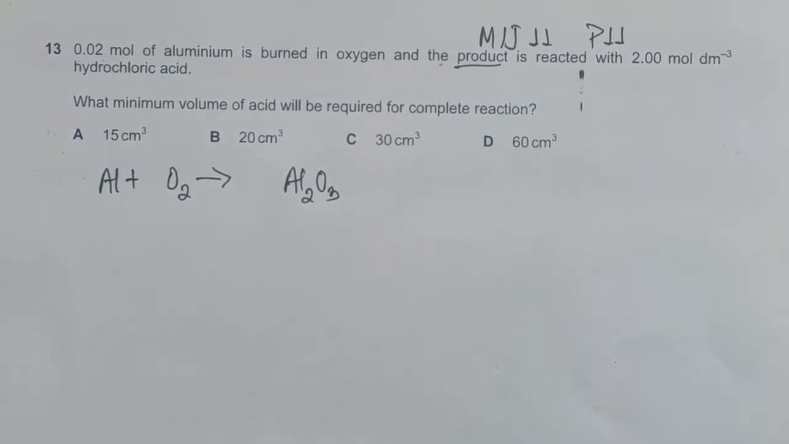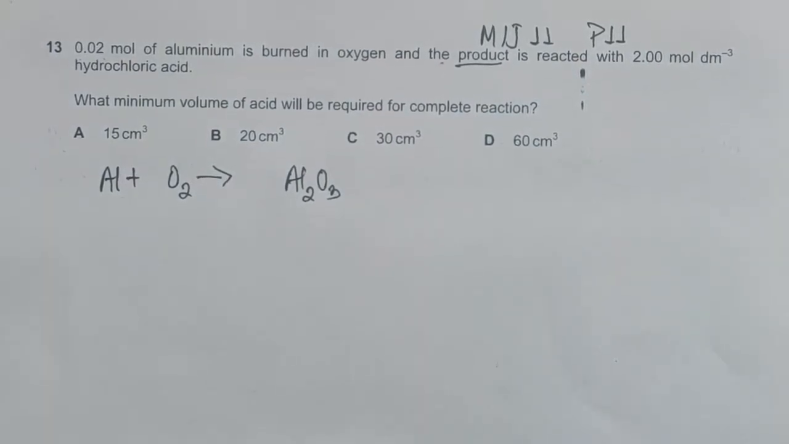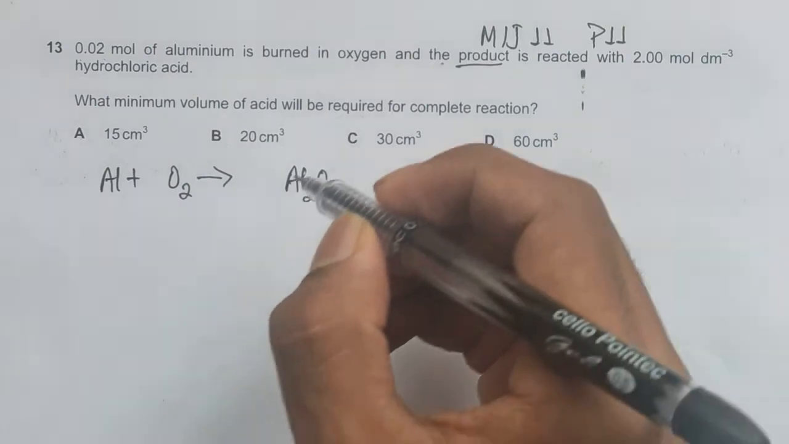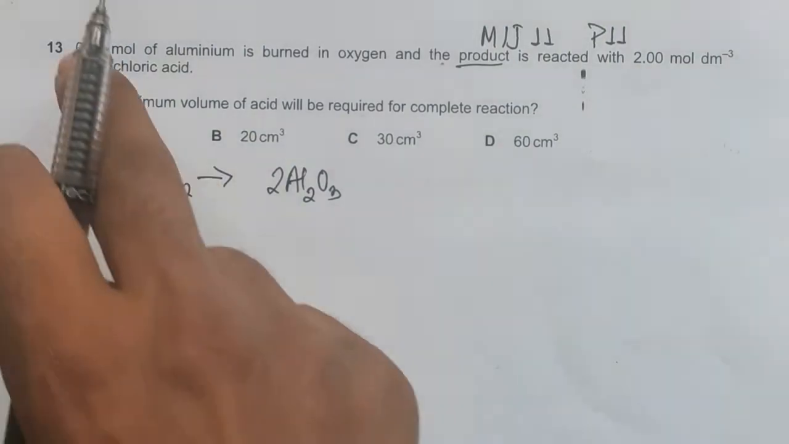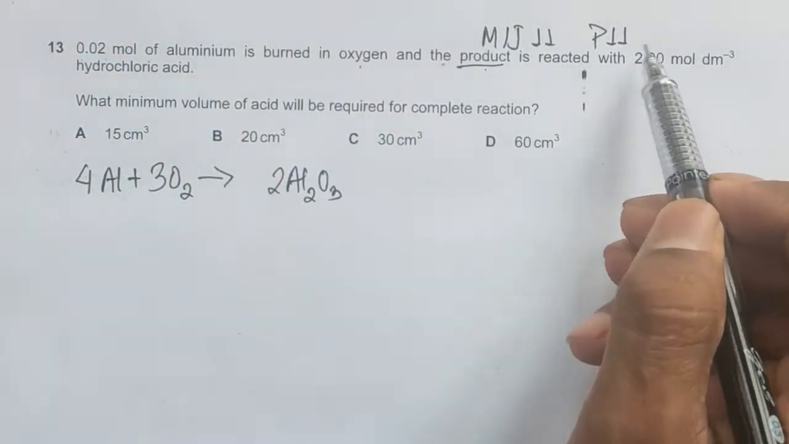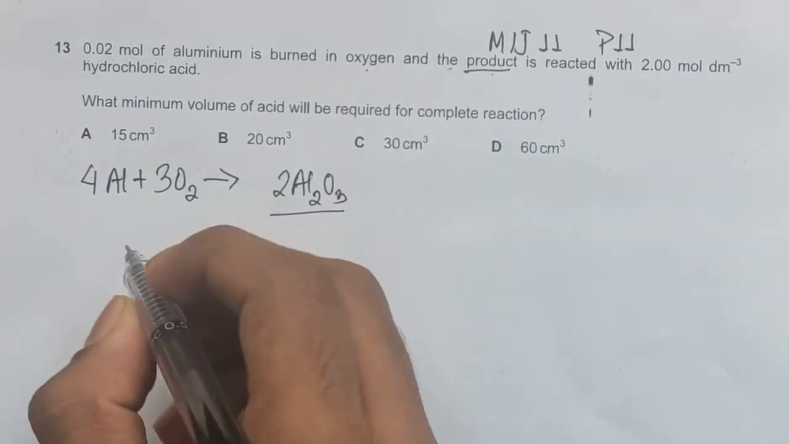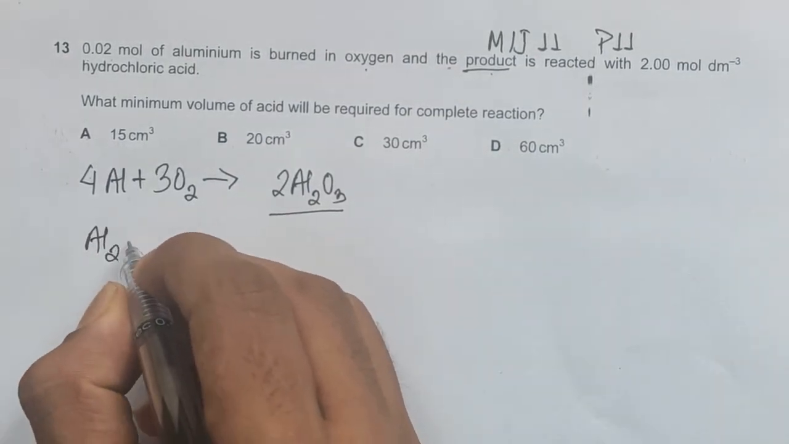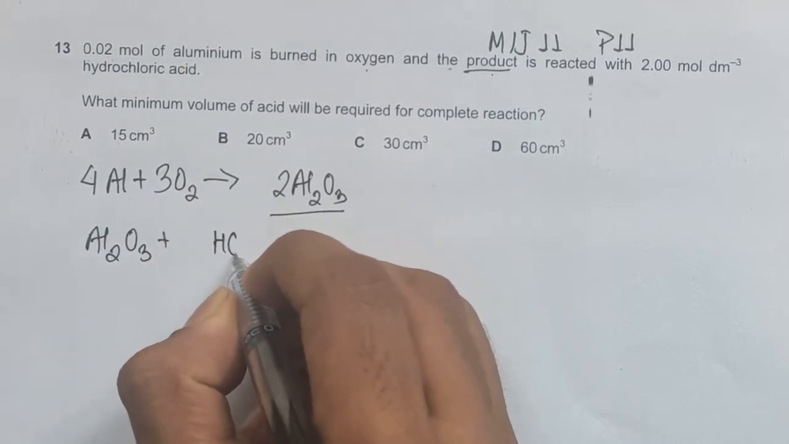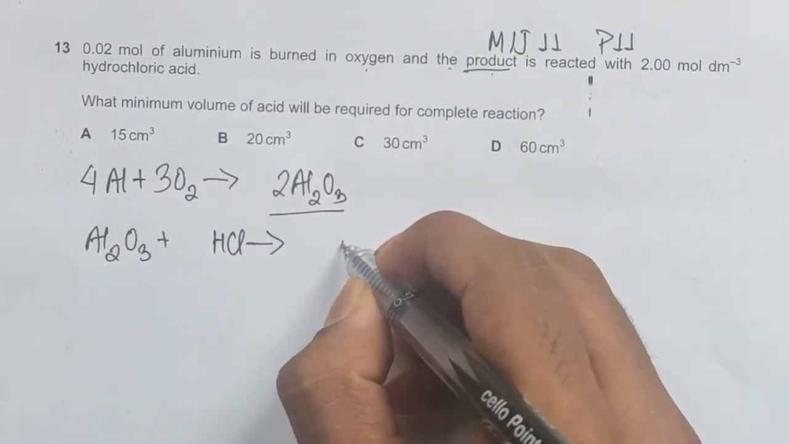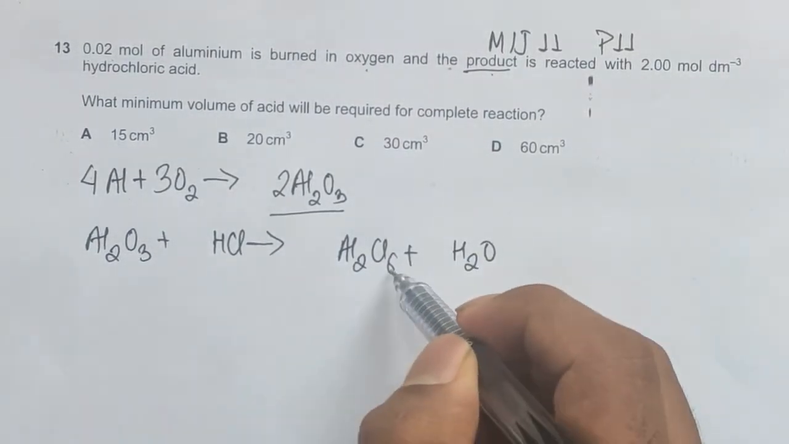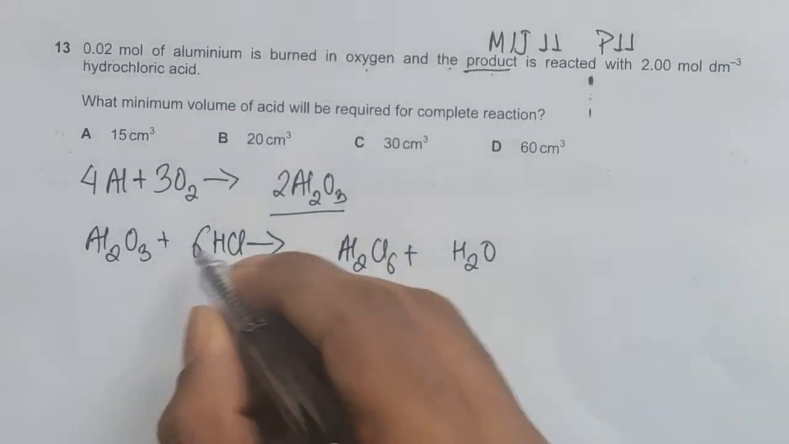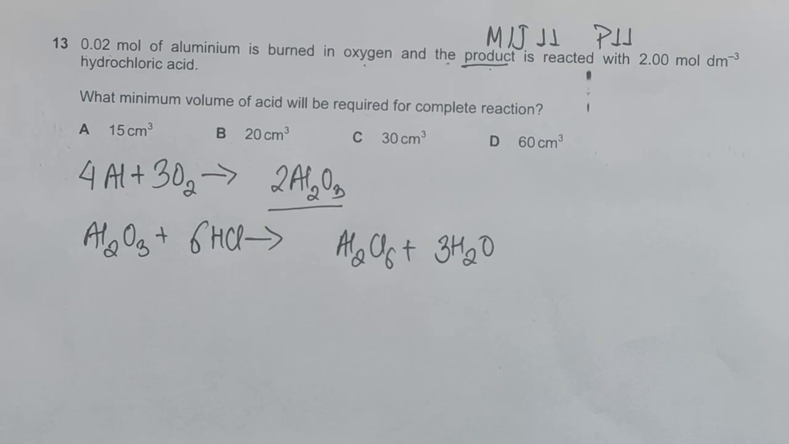The questions regarding reactions between aluminium and oxygen are frequently asked in paper 2 and 4 as well, so it will be quite helpful to remember the ratios here. So it will be 2 here, 3 and 4. The equation is balanced. 0.02 mole of aluminium burned in oxygen and the product is reacted with hydrochloric acid. We have product as aluminium oxide. So reaction between aluminium oxide and hydrochloric acid should give us dimer of aluminium chloride Al2Cl6 and water. Balancing this equation, we have 6 chlorine atoms here, so 6 and 3. The equation is balanced.